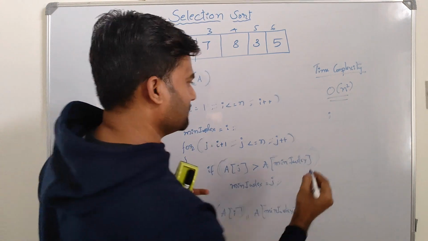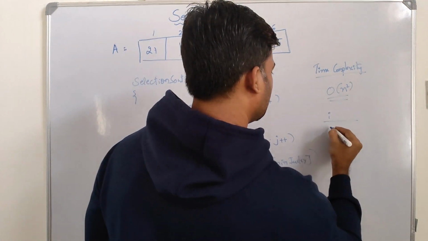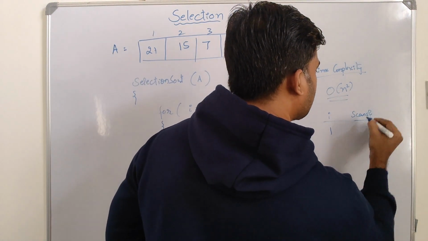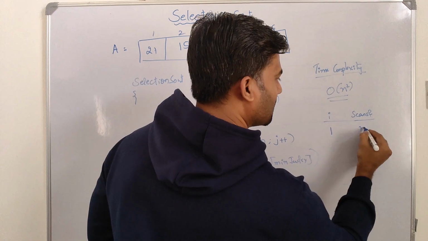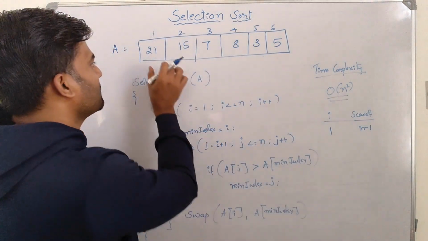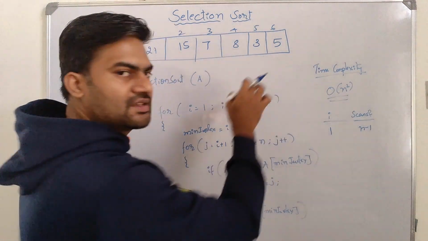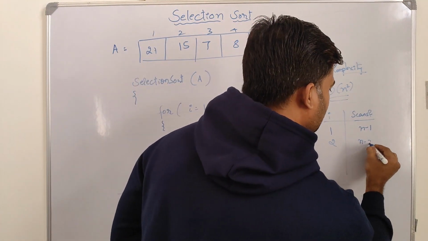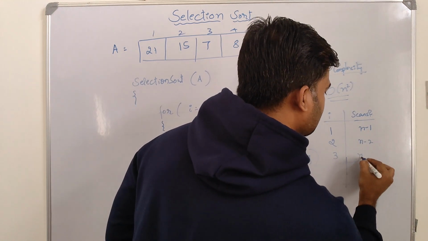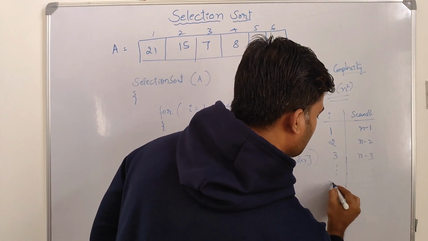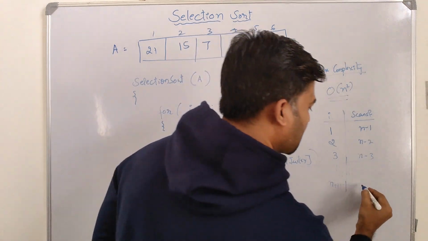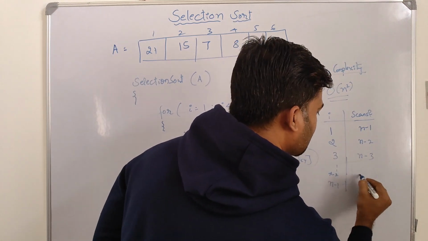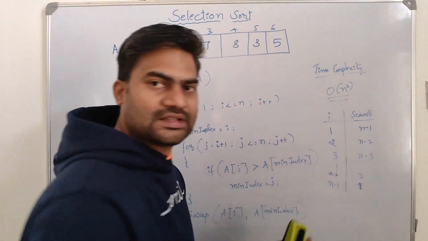We will check, when I value is 1, how many scans happen? There are n minus 1 scans, because if I am starting here, then I'll scan all these elements. So it is n minus 1. Now when I is 2, this is n minus 2. When I is 3, then it is n minus 3, and so on. For the n minus 1th pass, there is going to be only one scan. If it is n minus 2, then it is 2. So this is how the scanning happens.